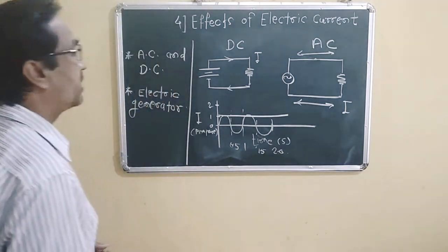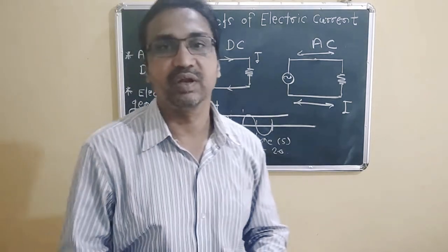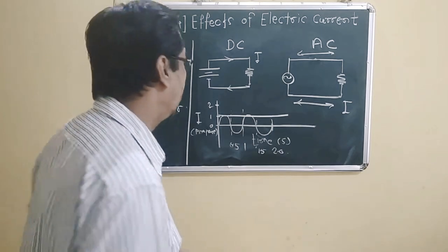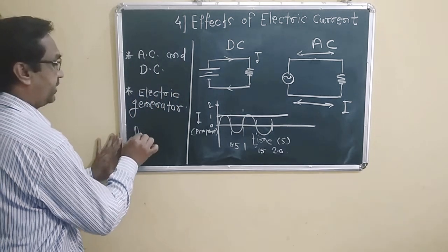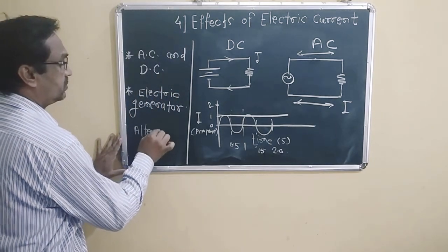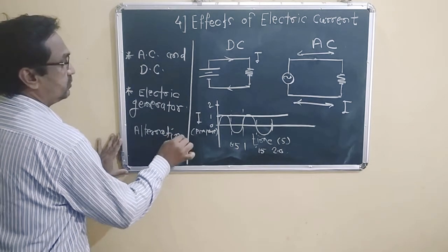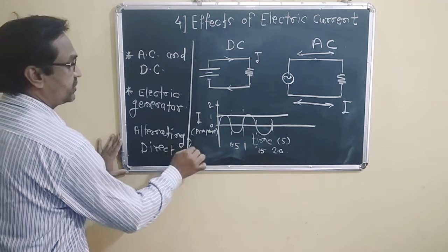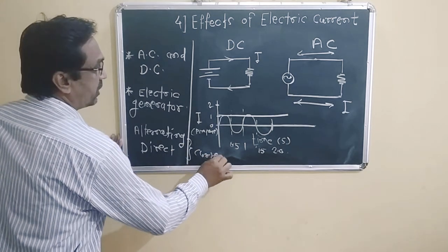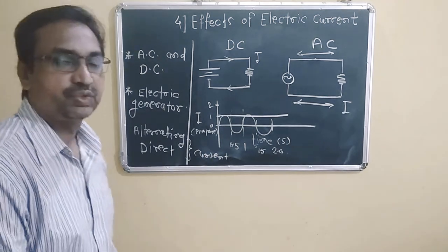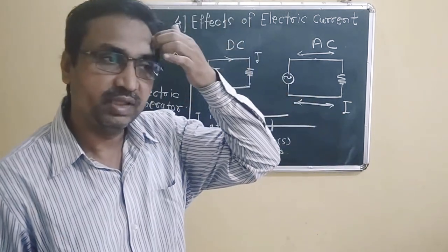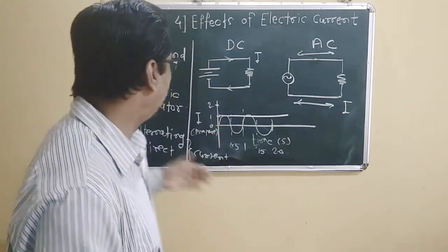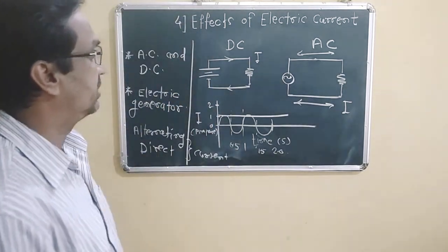AC means alternating current. And DC means direct current. Okay, so we have to discuss whether the given current, the source which is provided to you, is alternating current or direct current.